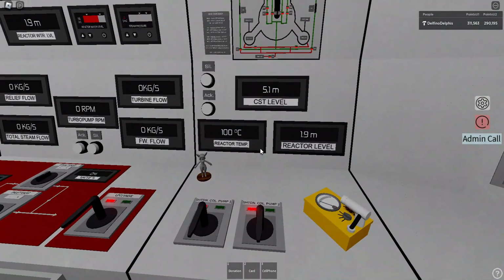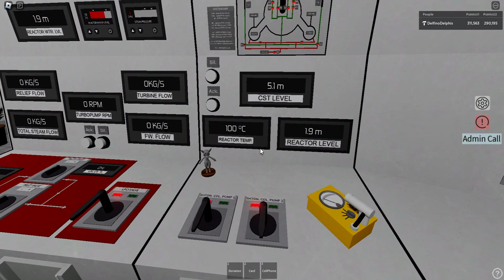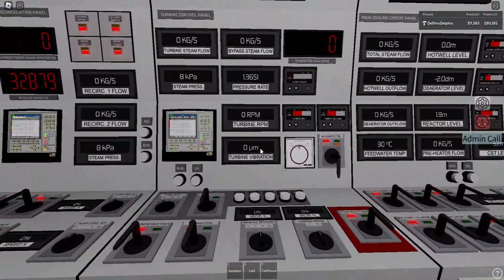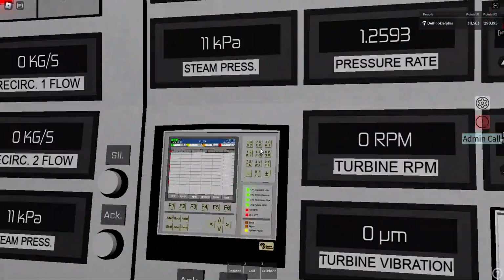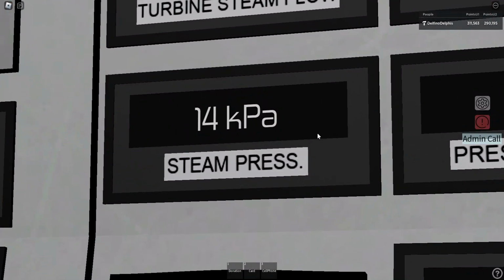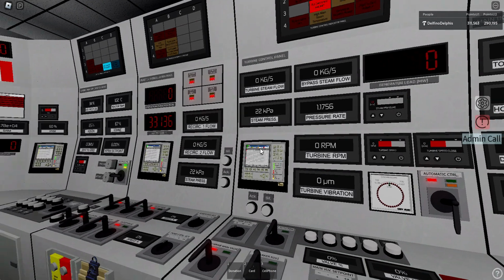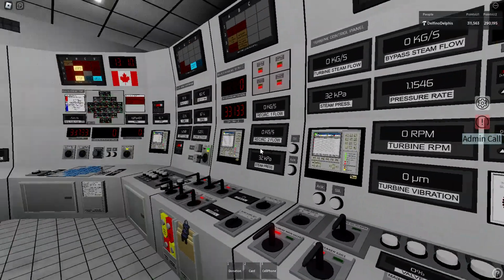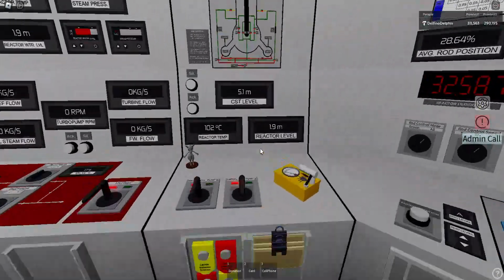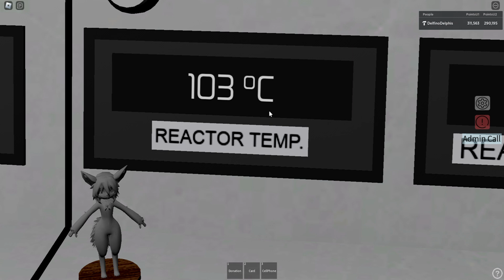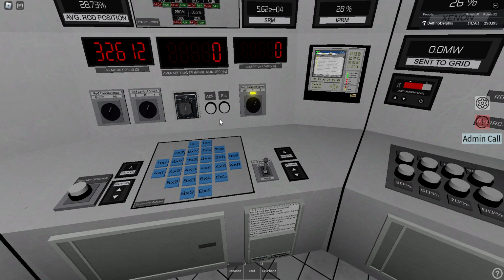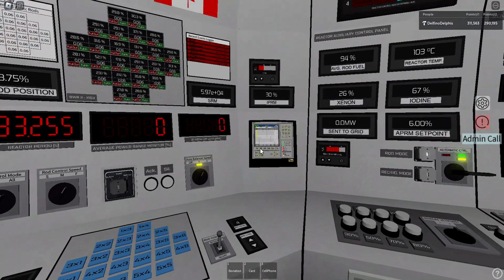Okay, we are now at 100 degrees. This is due to the decay heat. So the water will start to boil, and you can see this immediately here. This is the steam pressure. Steam pressure will start to rise at this moment. And once the steam pressure is rising, the boiling point is also rising, which allows the water to actually be hotter than 100 degrees. Okay. Level 4.